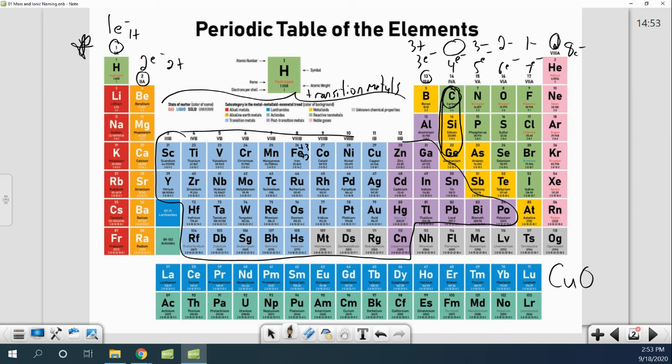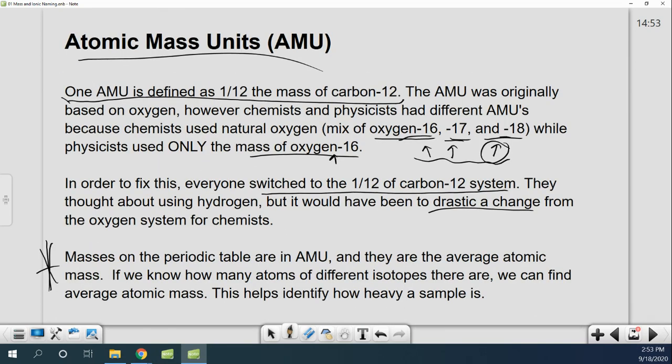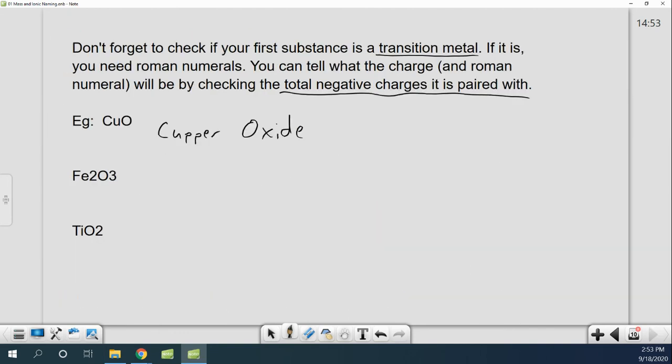What charge does oxygen want to have? Well, oxygen should have a 2 minus. So if oxygen is a 2 minus, and the whole thing is a 0, what do I need here? 2 minus plus what gives me 0? Hopefully you figure out that should be 2 positive. So this charge has to be 2 positive to balance out the 2 negative, which means this is copper 2 oxide. Let's do a harder one.